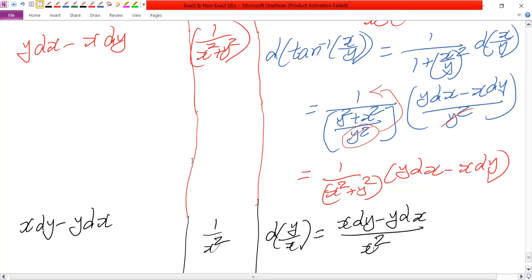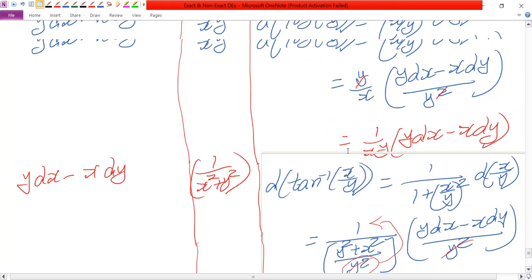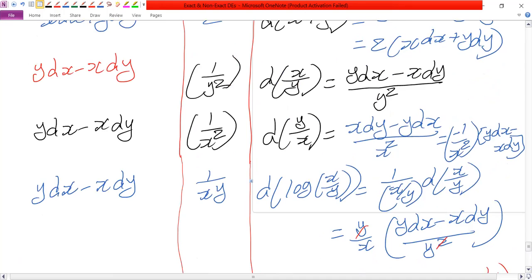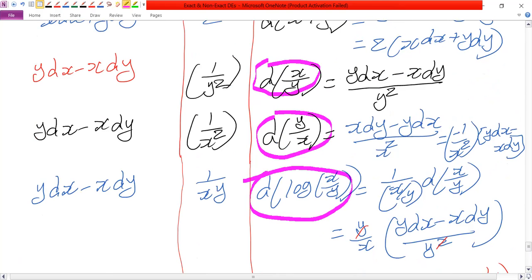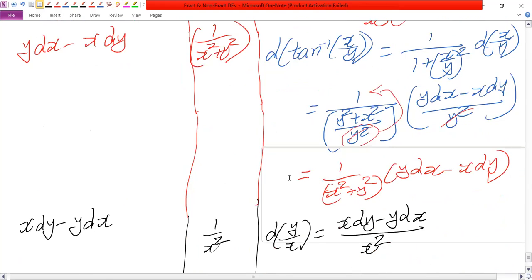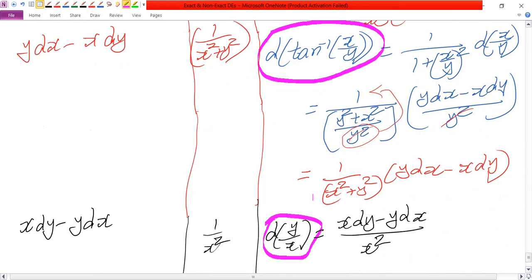Now how to identify? In this case, we discussed a few formulas, writing differentiation of x by y, differentiation of y by x, differentiation of log of x by y, or differentiation of tan inverse of x by y. When we have to write x by y and when we have to write y by x, that is an important point here.